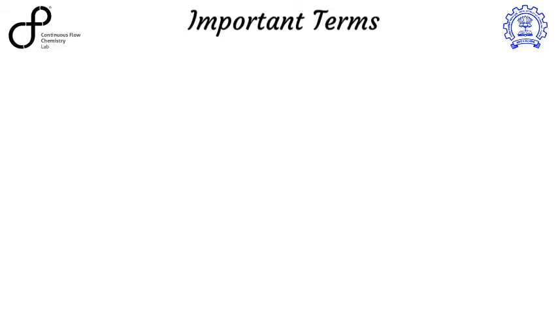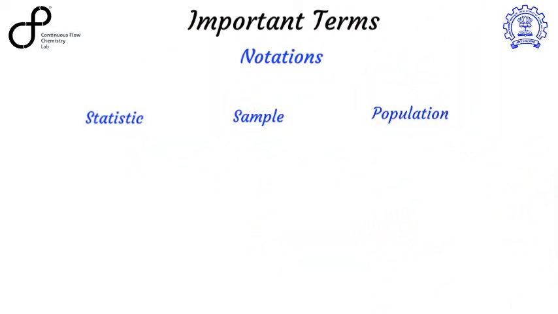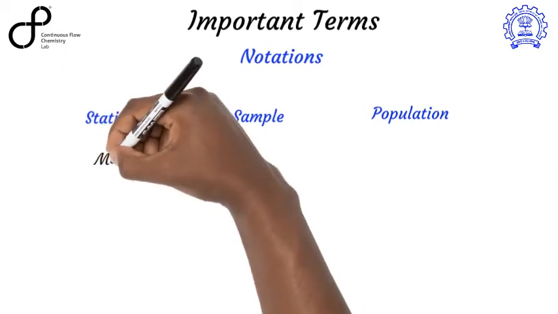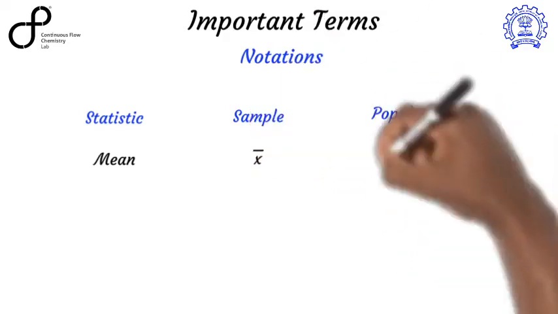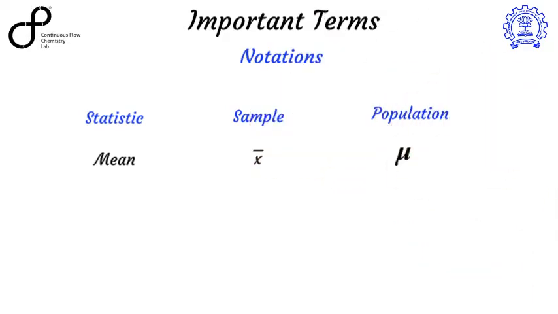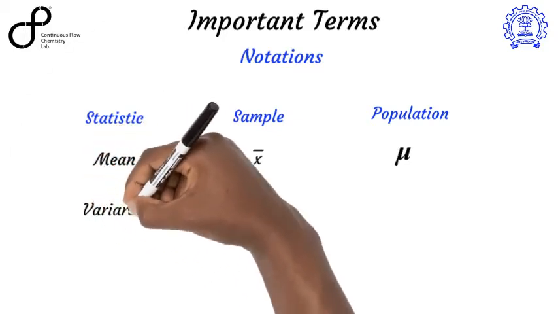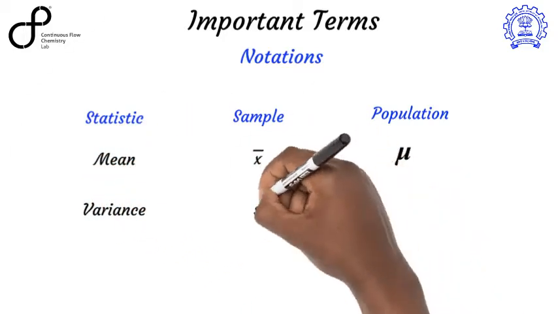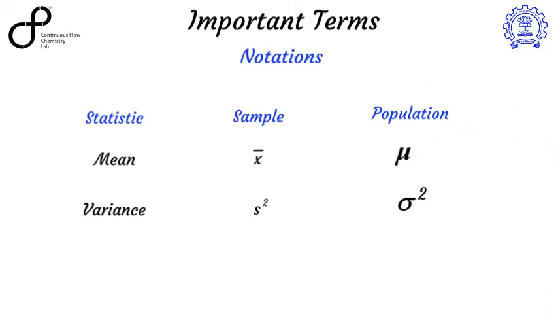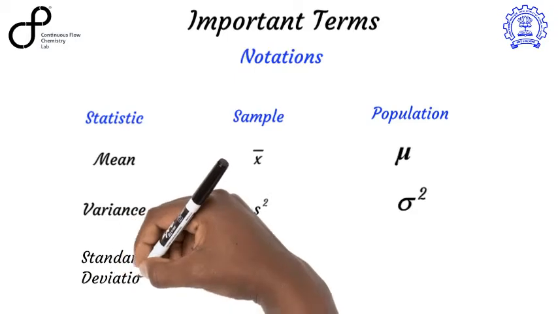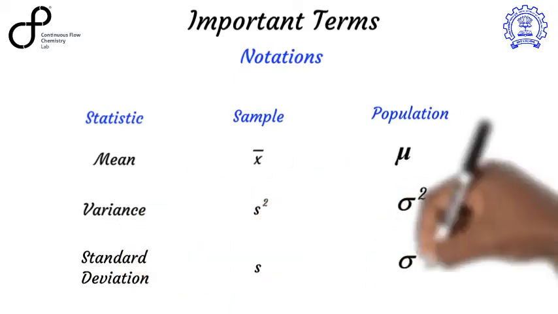We also use different notations for various statistics when describing a sample set or a population set. These are also provided here. For mean, we use a bar over the random variable for the sample, as shown here as x bar. In the case of population, we use mu. For variance, we use S square for the sample variance and sigma square for population variance. For standard deviation, we use S for the sample and sigma for population.